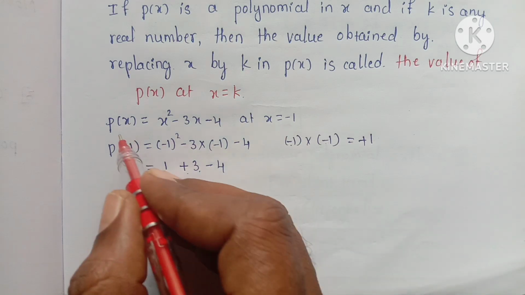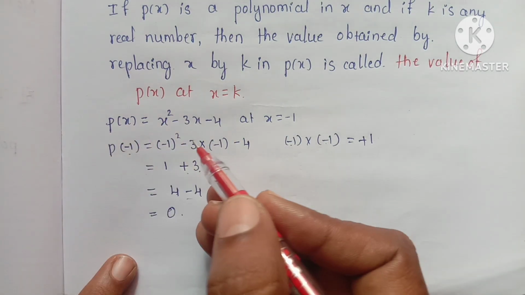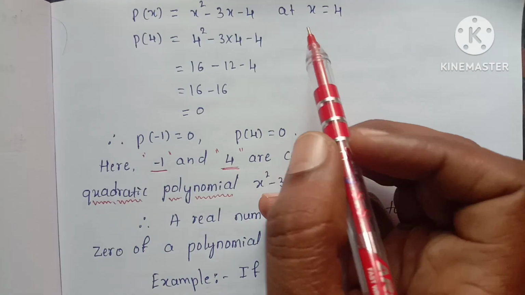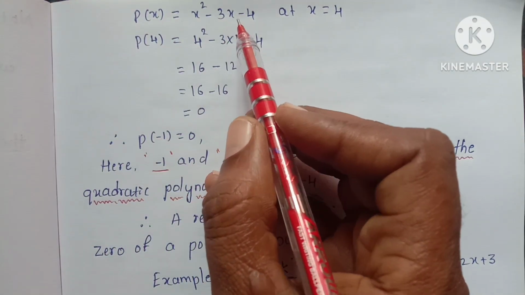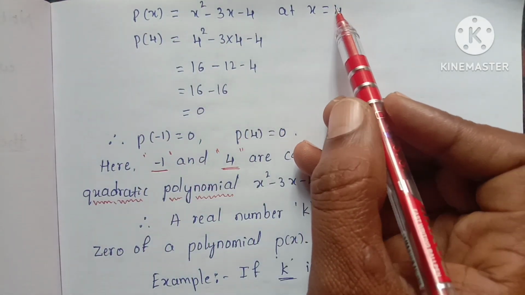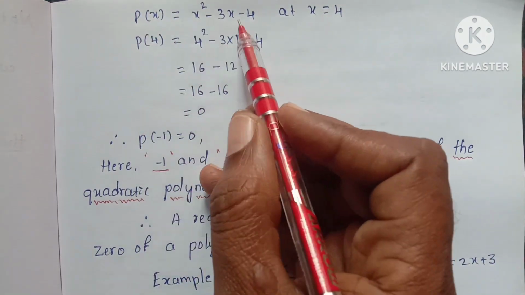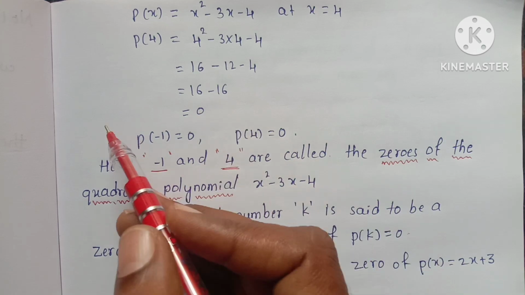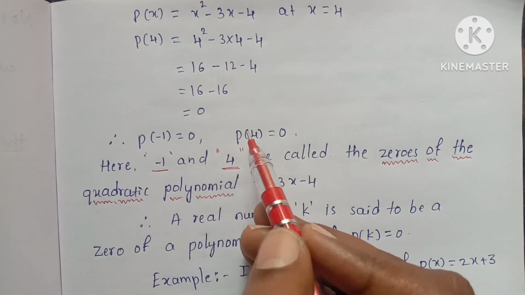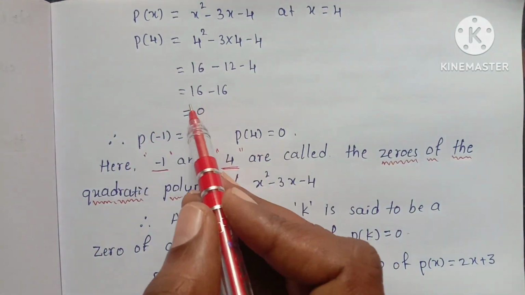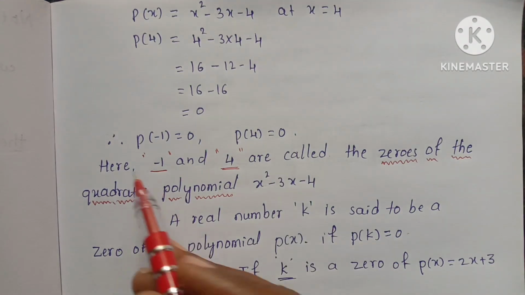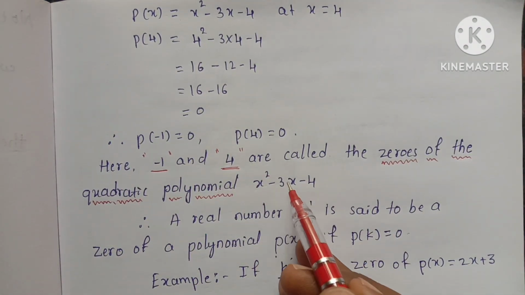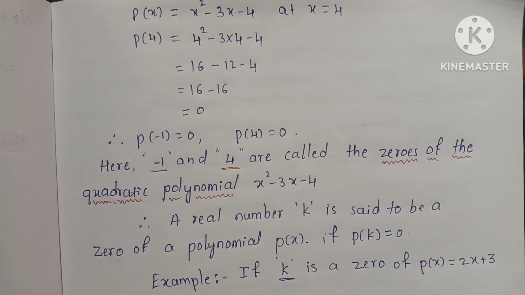Previously we studied the zeros of a quadratic polynomial. Now let us continue our class. If we substitute x equals minus 1 and x equals 4 in the p of x equation, we get the answer 0. Such numbers are called zeros of the quadratic polynomial. Observe here, p of minus 1 equals 0 and p of 4 equals 0. Here minus 1 and 4 are called zeros of the quadratic polynomial x square minus 3x minus 4.